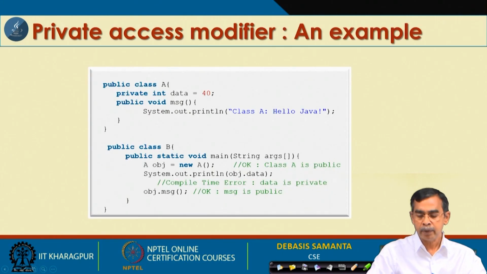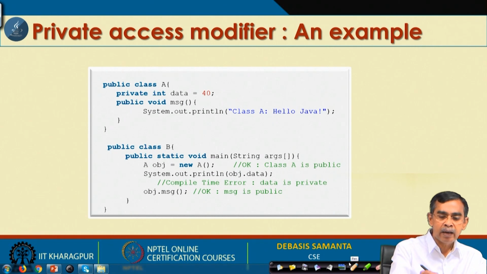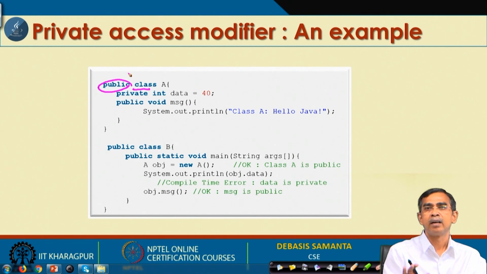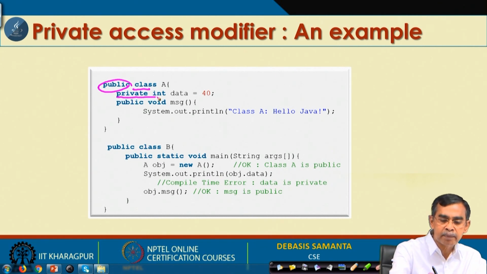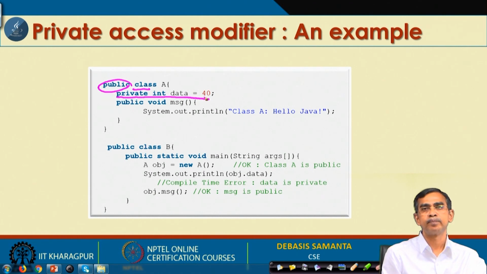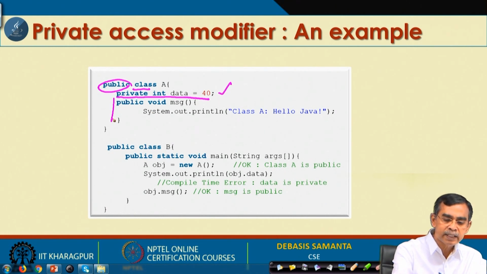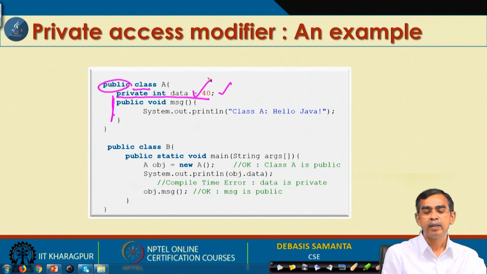Now, let us have an example here. We declare class A and the access specification is public. So, public means this class A can be accessed from anywhere. However, int data is declared as a private member. So, being a private member, any method which belongs to this class can use it. In the message method, if I write this plus data, no issue. It can use it.